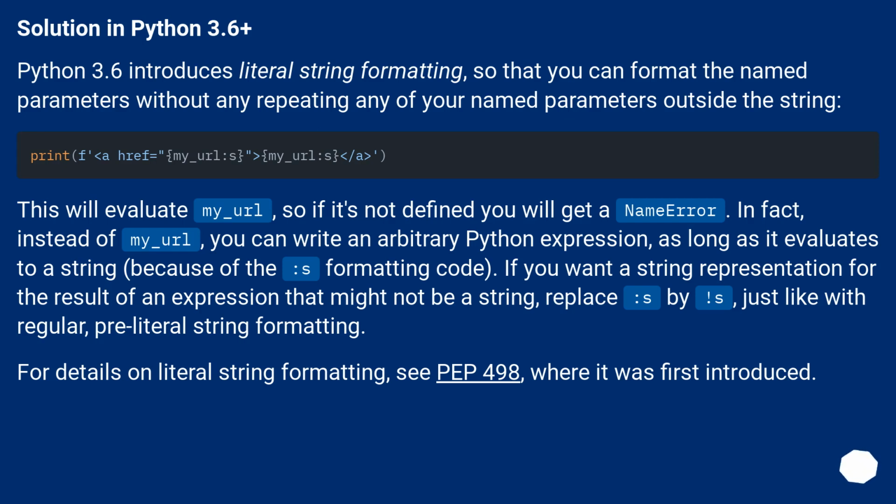a string, because of the :s formatting code. If you want a string representation for the result of an expression that might not be a string, replace :s by !s, just like with regular, pre-literal string formatting. For details on literal string formatting, see PEP 498, where it was first introduced.